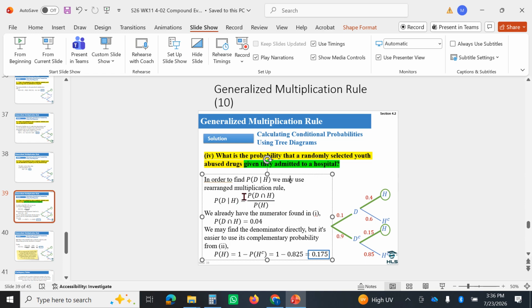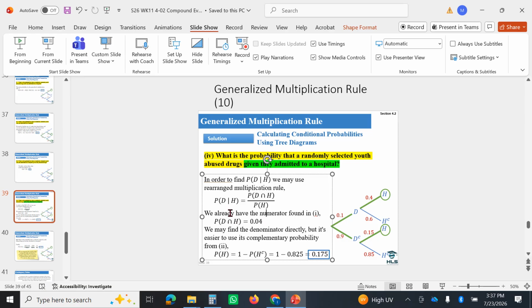In order to find the probability of drug abuse with respect to hospitalization, we may use a rearranged multiplication rule. You can rearrange this, go back and have a look, and you will see you have seen this before in this particular question. If you go back to question 1, you already have that answer. If you go to question 2, you found the complement of that answer, so you just have to subtract from 1.